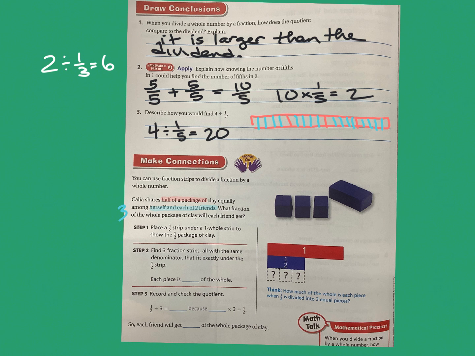So for step 1, they put the half strip under the 1 whole strip. Then for the divide, basically we're saying we have half a package, 1/2, divided by 3 people. Find 3 fraction strips, all with the same denominator that fit exactly under here. It's going to be the 1/6, 1/6, 1/6, because remember, our goal is to see how much of the whole it takes to build it. So I would need the 1/6 there, and then I would need those again, 1/6, 1/6, 1/6. So each piece is 1/6 of the whole.